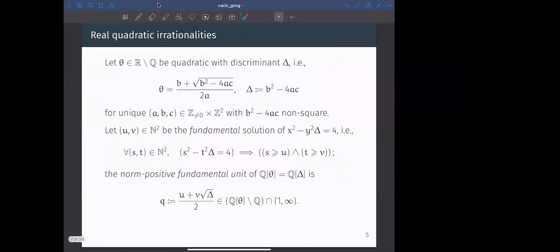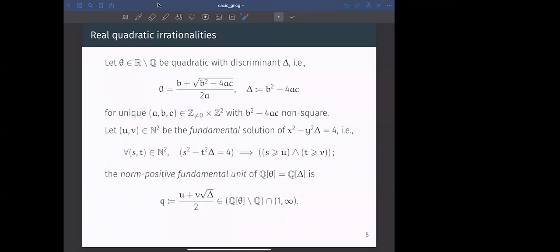And to do that, let me just recall some folklore from very basic number theory that I'm shamefully ignorant of. So let's suppose that theta is quadratic, a quadratic real irrationality with discriminant delta. So this means that you can write theta as the root of a certain integer quadratic with coefficients a, b, c, and then delta is just the discriminant of that quadratic. And then after a certain normalization, you can make this triple a, b, c unique. That's, I believe, the type of the quadratic irrationality.